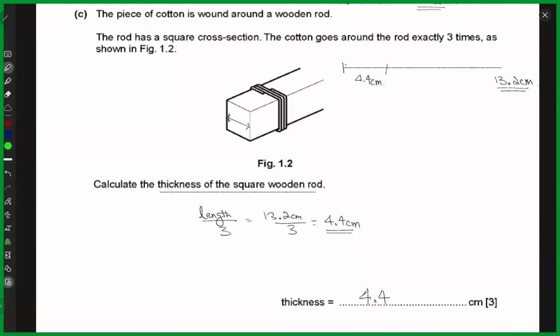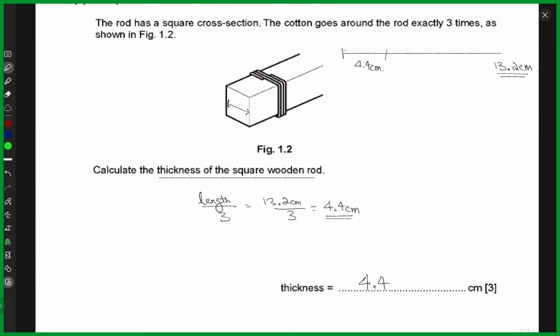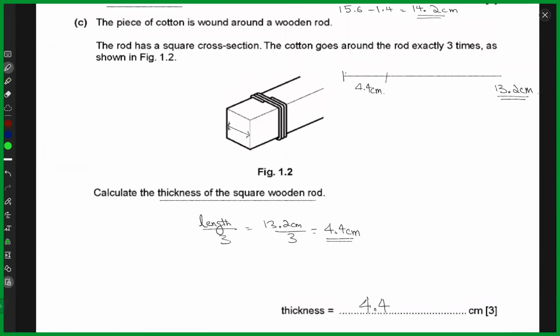Is that clear for everyone? Yes. Okay, good, perfect. All right, so I think that was the last question.